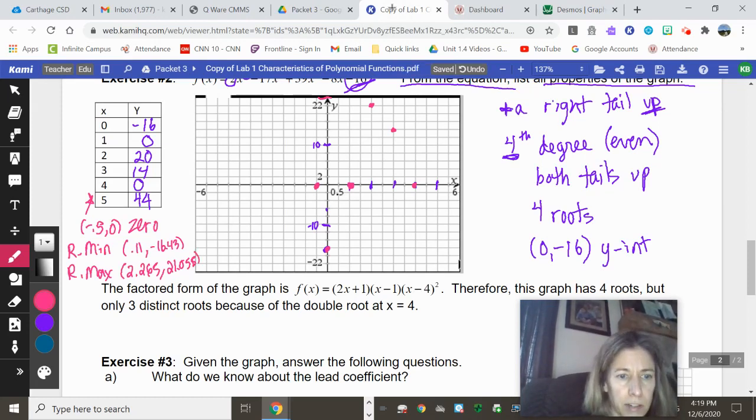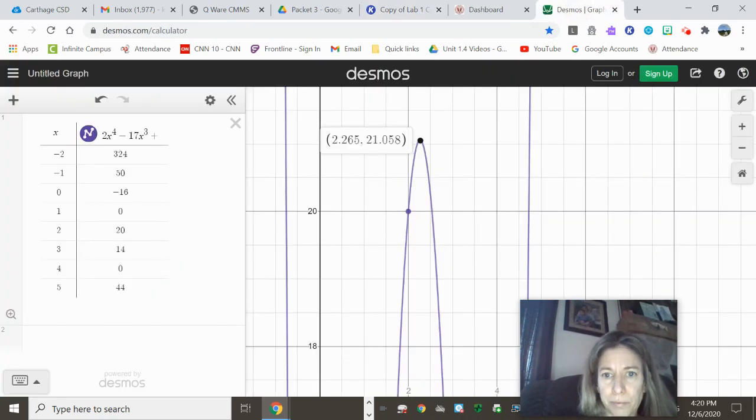All right, so the -1/2 0 I already put on there. The min, that's just 0.1, so it's really close to the y-axis. And -16 is -20, -18. So it's just below the -16 y-intercept, so I'm just going to put it there. And the relative max is at about 2.25. So 1, 2, about halfway through here and up to 21. So just a little higher than this point. Okay, so I'm going to look at my graph again.